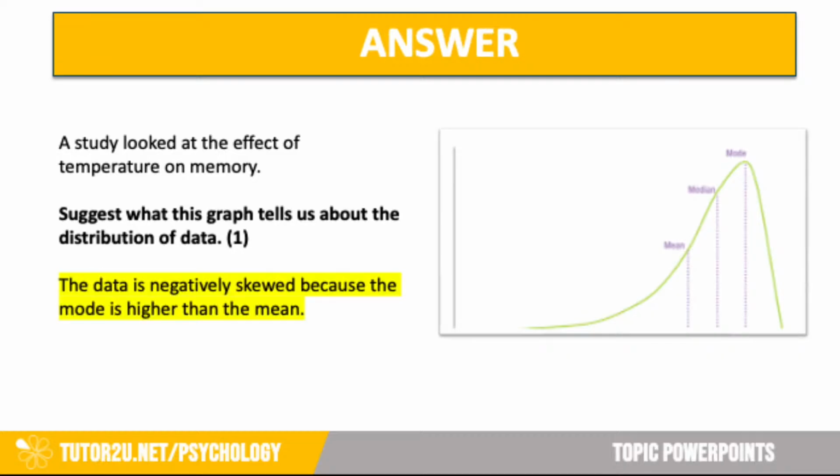If you have a look at our answer on the screen here, we've put: the data is negatively skewed because the mode is higher than the mean. That's enough to get the mark because you've not only identified the type of distribution, you've actually used the data to explain why it's a negative skew. Thank you, fabulous. Thanks very much, Jade.